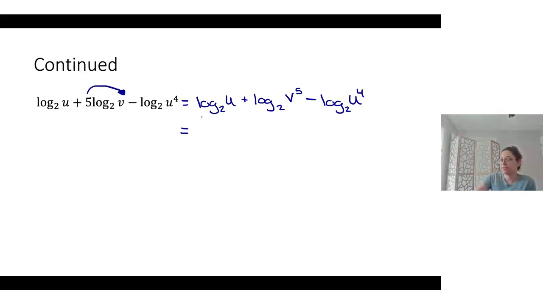So we'll condense 2 at a time. Log base 2 of u plus log base 2 of v to the 5th will come together with multiplication. And then that's still minus log base 2 of u to the 4th. Subtraction comes together with division.